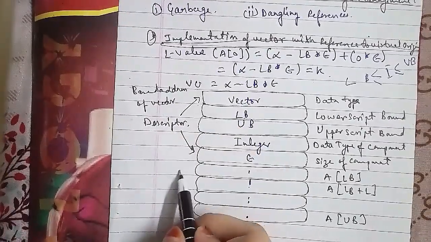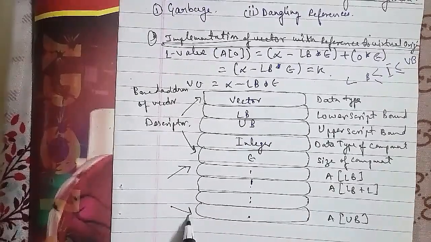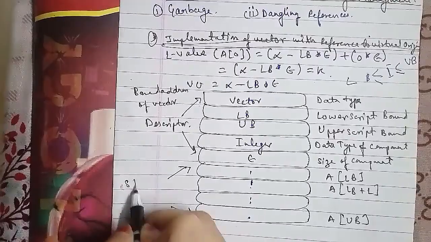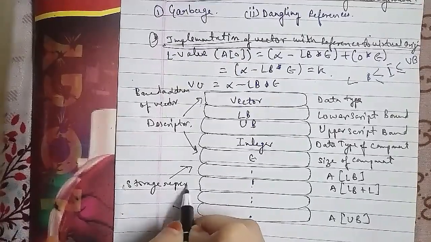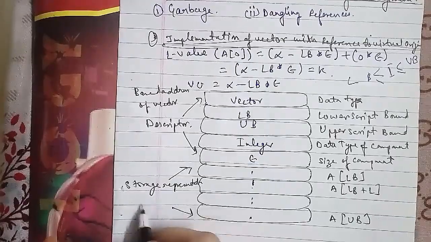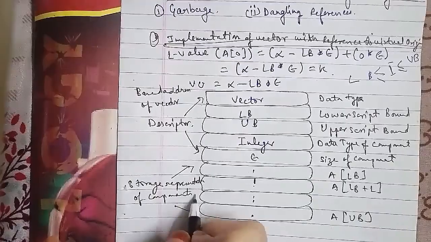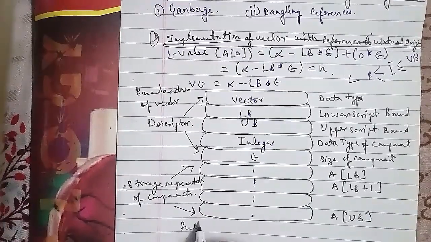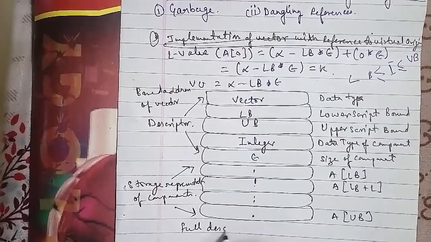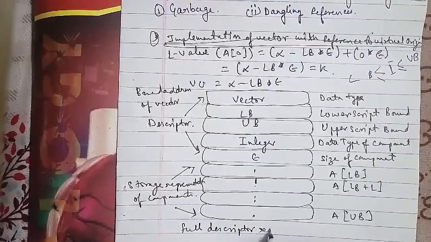This is your storage representation of component, and all of this comes under what is your full descriptor representation of vector A.